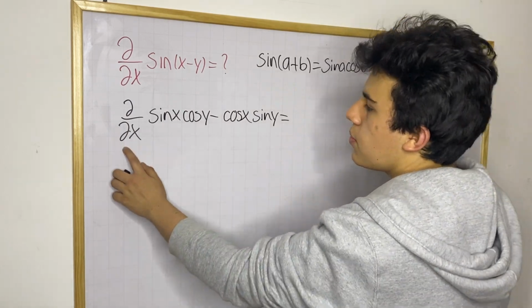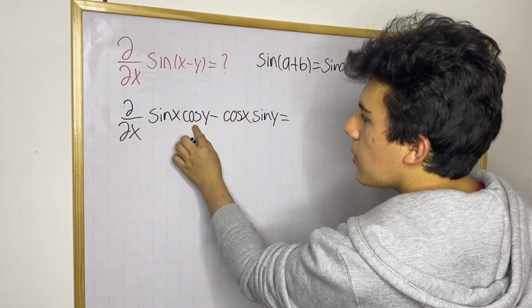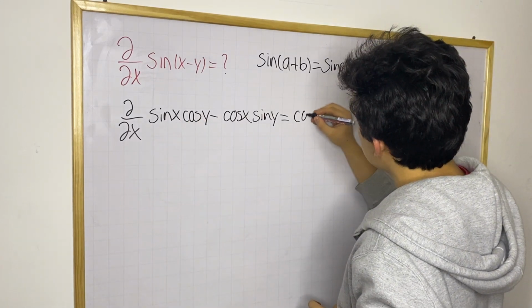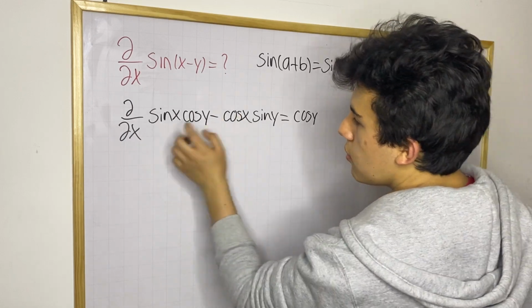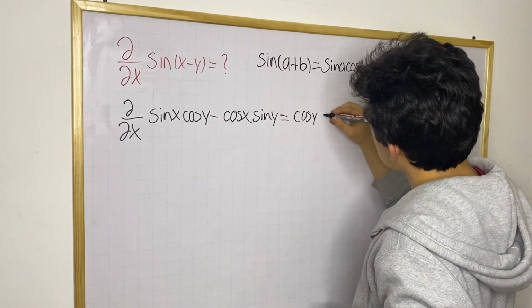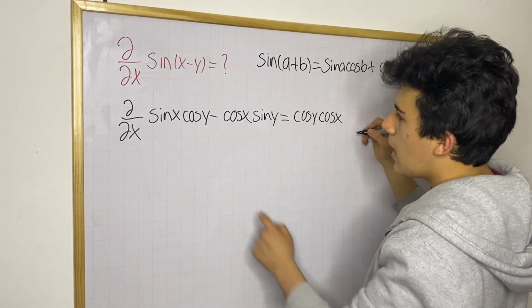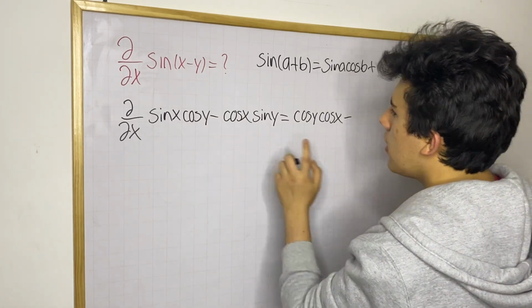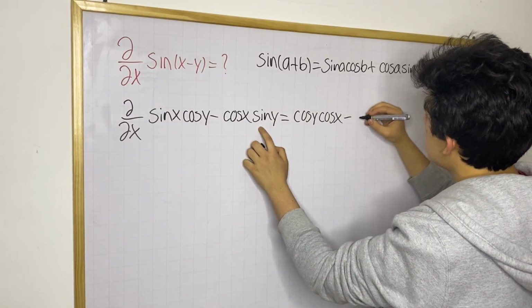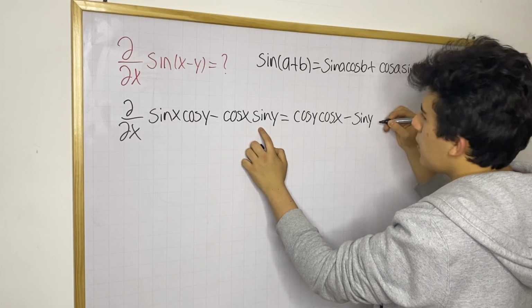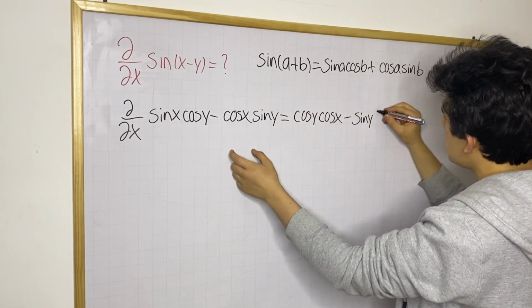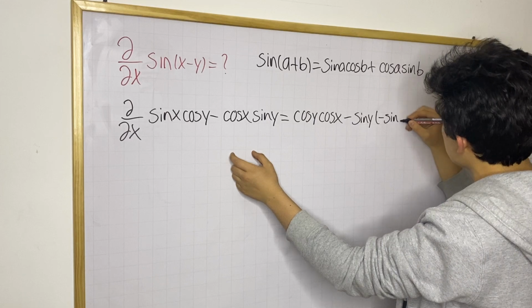And now we just need to take the partial derivative. So we know that cosine y would be a constant. So we have cosine y times the derivative of sine x, which we know is going to be cosine x, minus sine y, which would be a constant, and we have the derivative of cosine x, which we know is going to be minus sine x, okay?